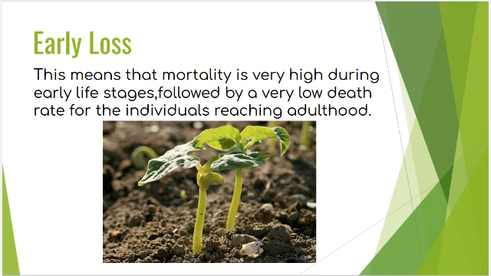Early loss. This means that the mortality rate is very high during early life stages, followed by a very low death rate for the individuals reaching adulthood. Now, this is true of some plant species, because during their early days, or during their juvenile days, they are prone to death, infection, and other factors that could affect their health or end their life.